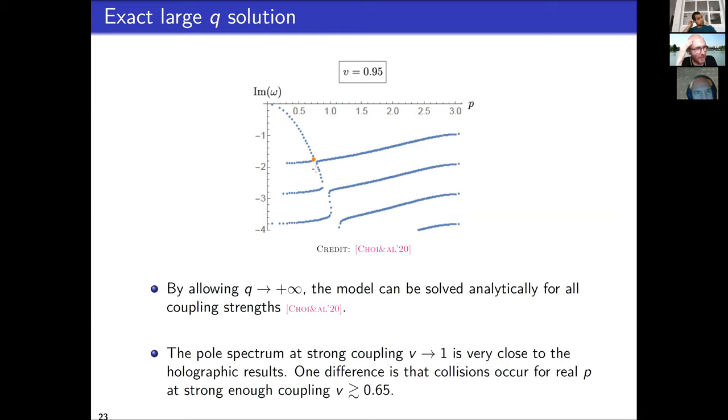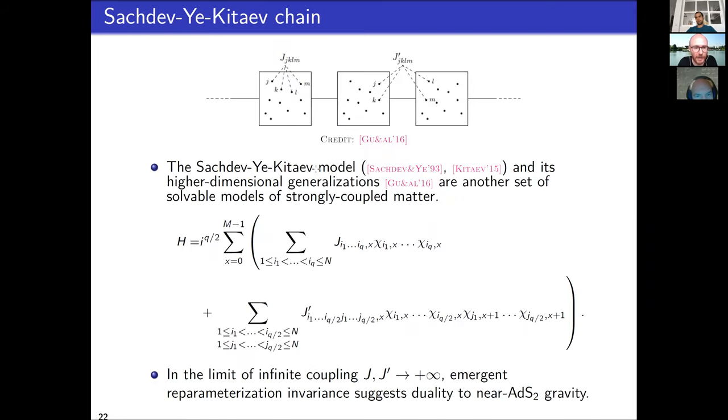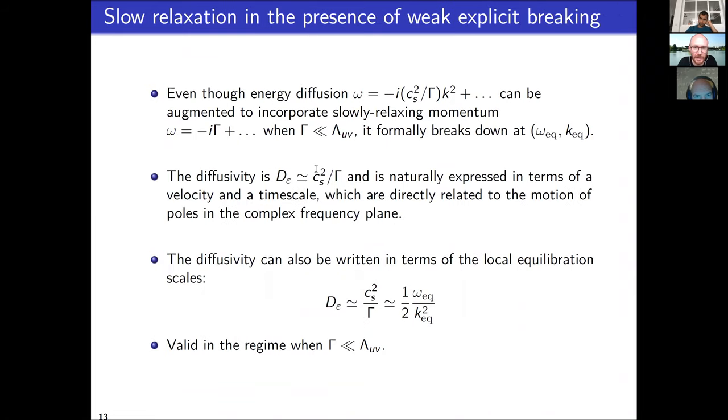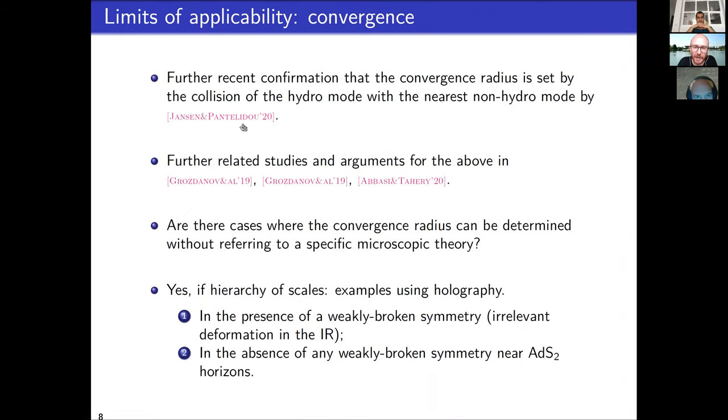Okay, so let's be careful about words. In these examples, the chaos point is within the radius of convergence of hydrodynamics, right? Yes. So that's true here, but it isn't universally true. For instance, if you look at some of these papers, I think Janssen and Padelidou, and also this paper by Abbasi and Tahiri, I think there they have examples, and even Grozdanov and company, I think they have examples where the chaos point lies outside the regime of convergence of hydrodynamics.